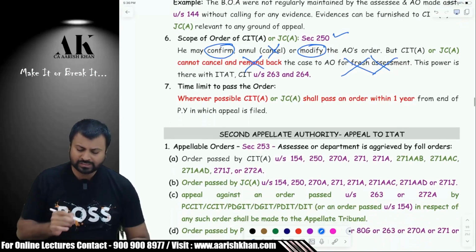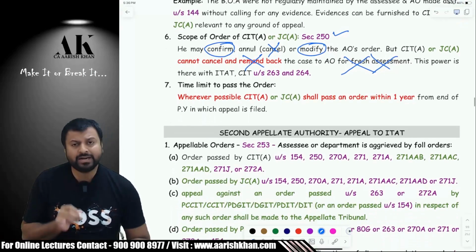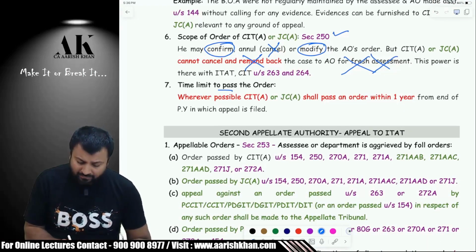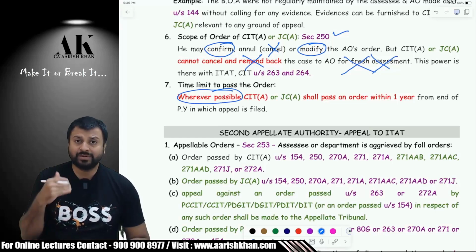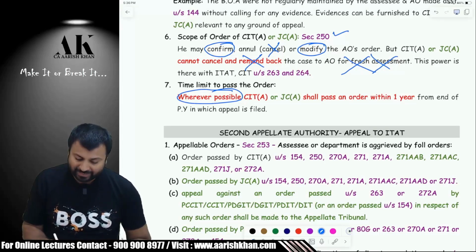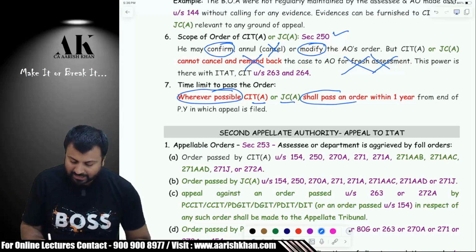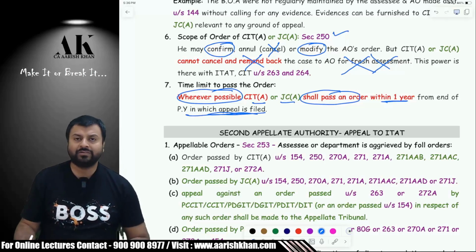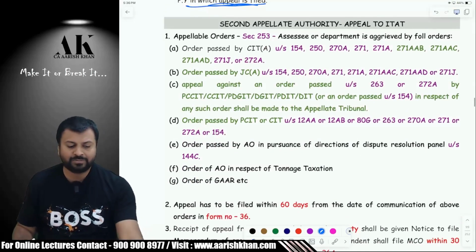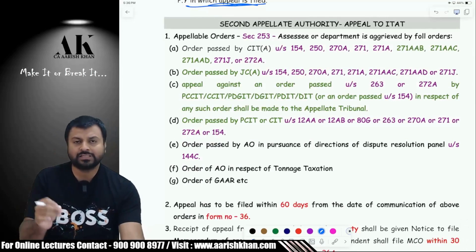Okay. Now, what is the time limit to pass an order? This is the recommendatory time limit, not a mandatory time limit. Wherever possible, these words are used. It means it is recommendatory, it is not mandatory. Wherever possible, CIT appeal or JC appeal shall pass an order within 1 year from the end of the previous year in which the appeal is filed. So, whenever the appeal is filed, within 1 year from the end of that previous year, the CIT appeal or JC appeal will pass the order.